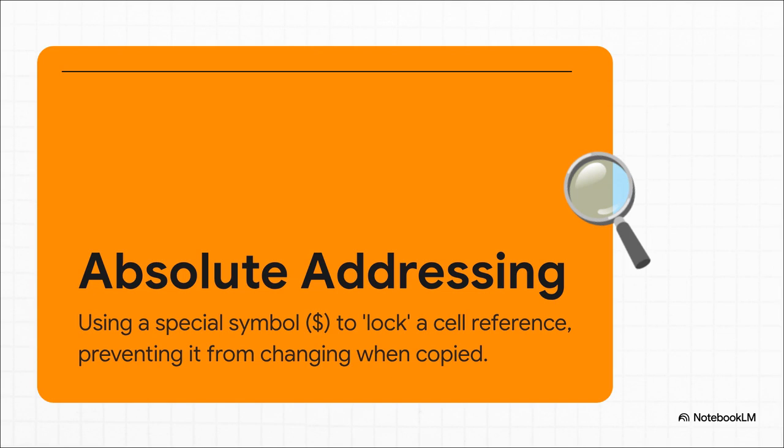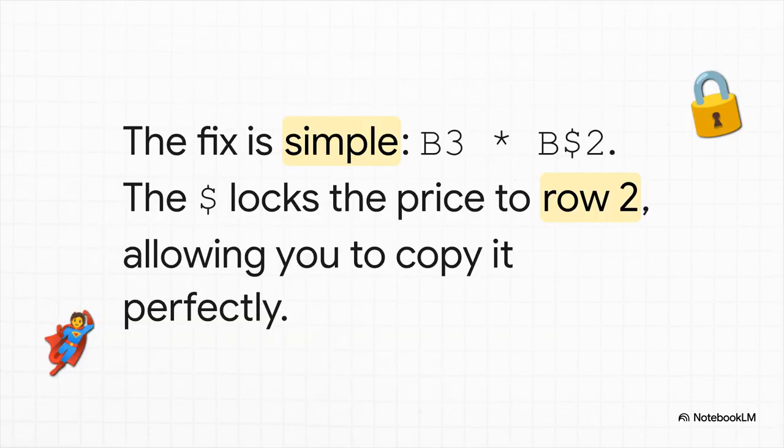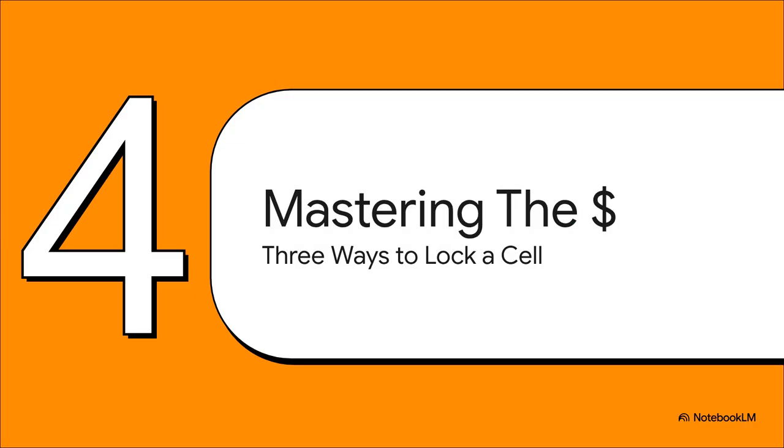This technique has a formal name. It's called absolute addressing. And really, it's just a fancy way of saying we're using that special dollar sign symbol to lock a cell reference. It's basically you telling your spreadsheet, hey, don't you dare change this part. So here it is, our new hero formula, B3 times B$2. See that? That single dollar sign right in front of the row number 2 is a command. It tells the spreadsheet, when you copy this formula, the B3 part can change, but you must always go back to row 2 for the price. It's really that simple. Now we can drag it down and it works perfectly every single time. But wait, there's more.